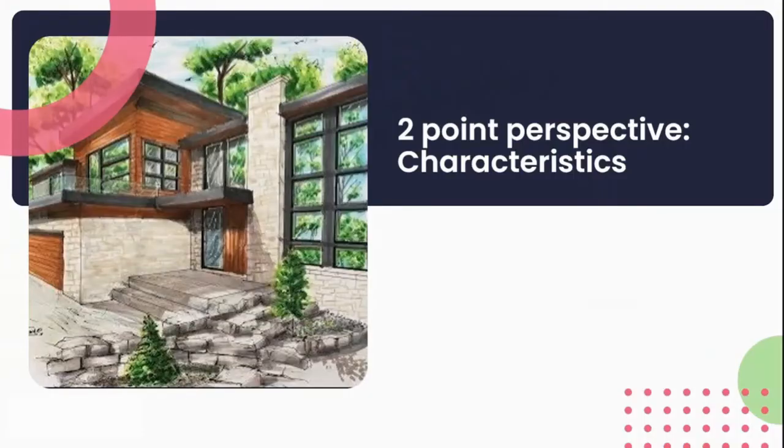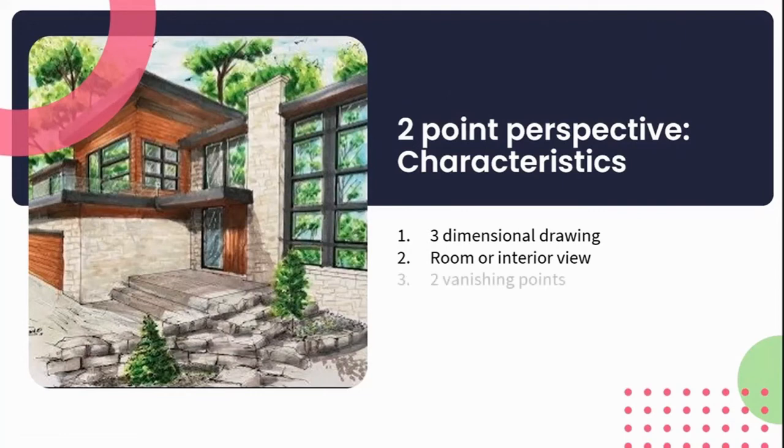Let's take a look at some of our key characteristics for our two-point perspective drawings. First, it's also a three-dimensional drawing. This is generally a view of a room or interior space, but can also be drawn as an external space, as you can see in the example. As we know, these drawings have two vanishing points. They depict accents or dominant features within the space. So, for example, in a bedroom or a study, you may want to show an accent wall or an accent piece of furniture.